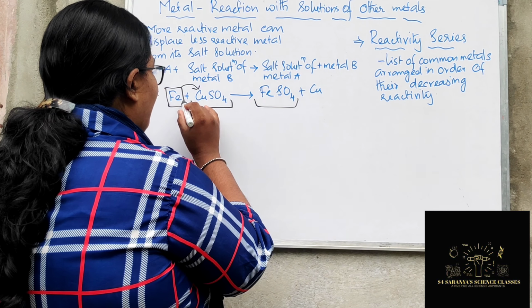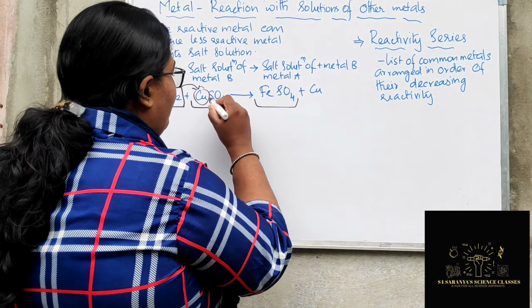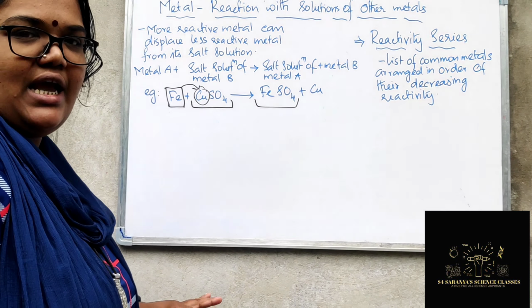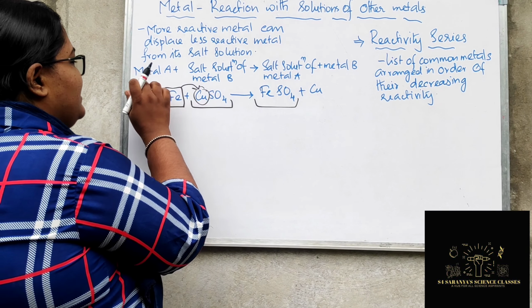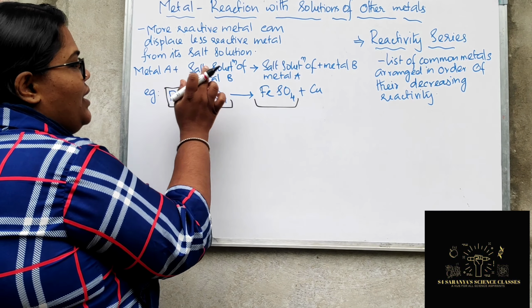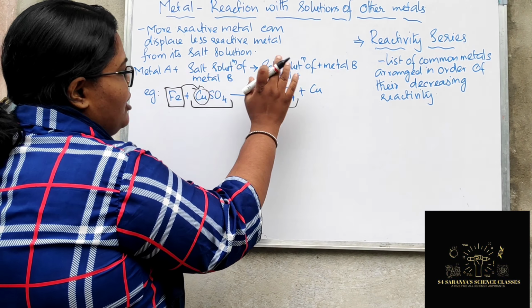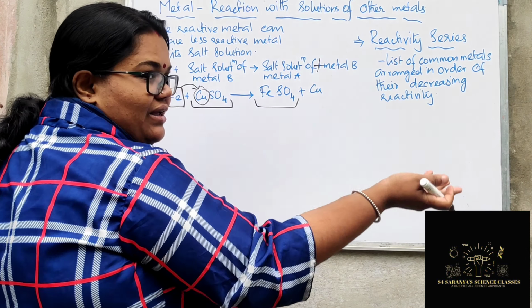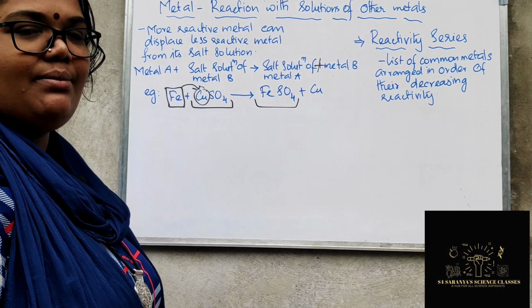Here you can see what is forming, taking the place of that copper: FeSO4, and the copper is displaced. So this is a single displacement reaction we learned in chapter 1. Generally we can say that if you are taking a metal A and a salt solution of metal B, then you will get a salt solution of metal A, and metal B will be displaced. So it's a single displacement reaction. Easily you can remember that.